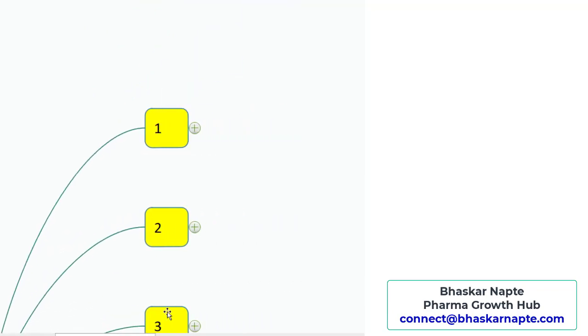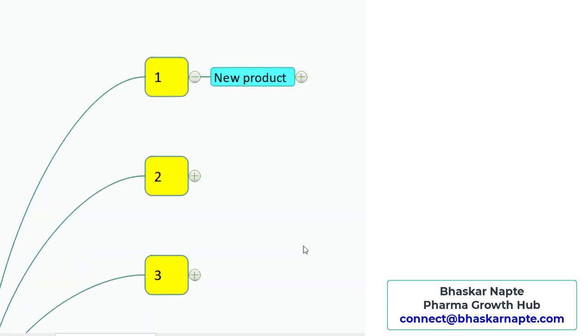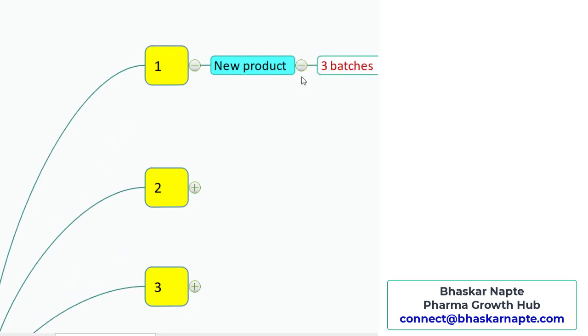The very first point is when it comes to a new product application. So in case of a new product application, how many batches have to be manufactured? There are three batches, isn't it? So three batches have to be manufactured if you are submitting an application for a new product.